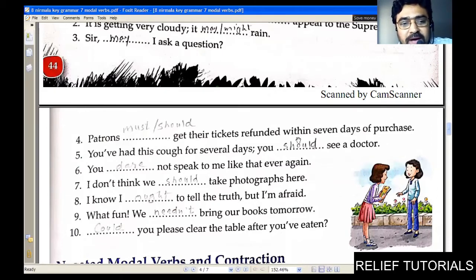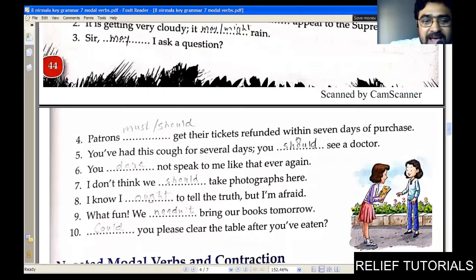You have had this cough for several days. You now should see a doctor. You ought to see a doctor. You can also go for it. As far as COVID cases are concerned right now in the current situation, it's must see a doctor.